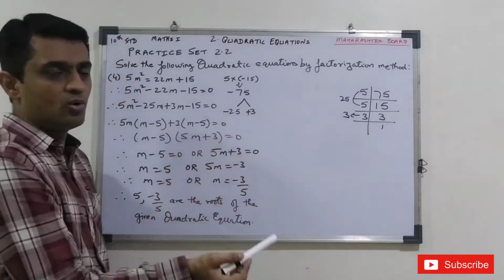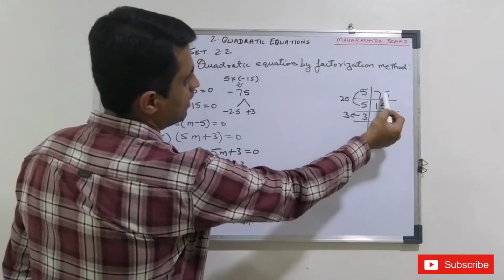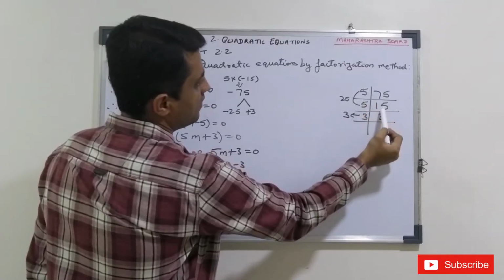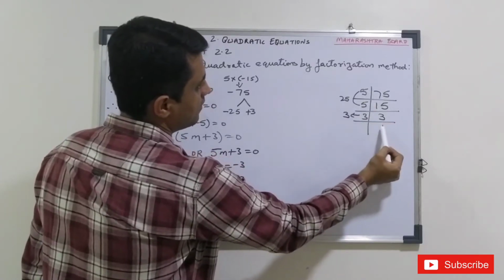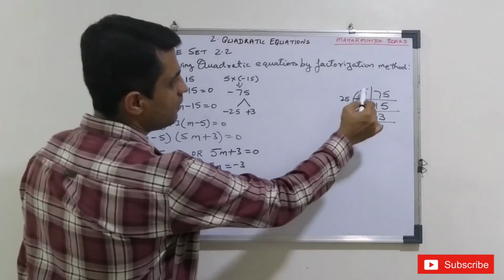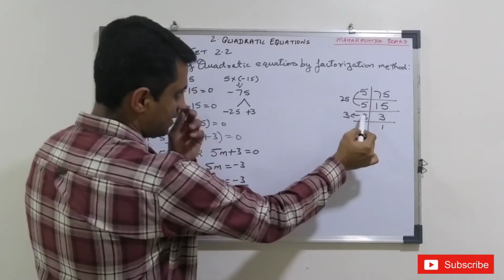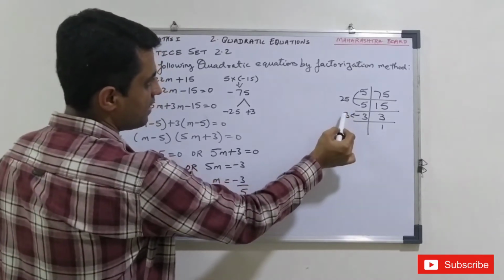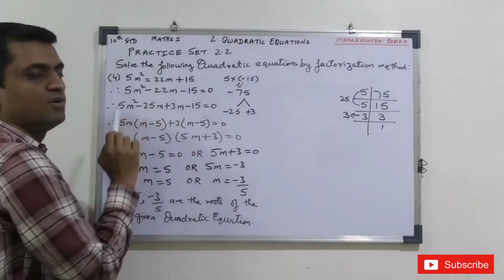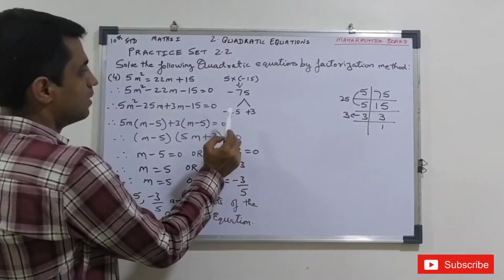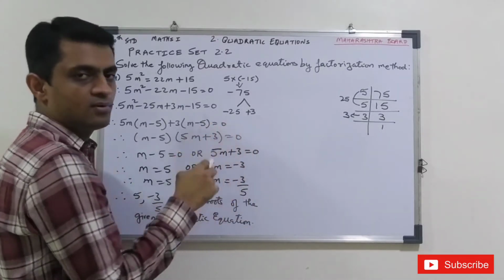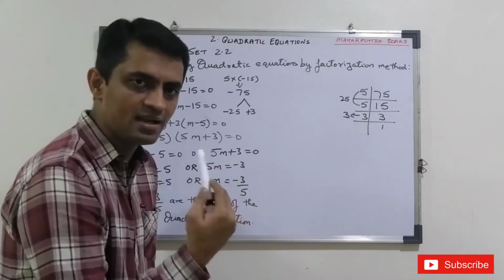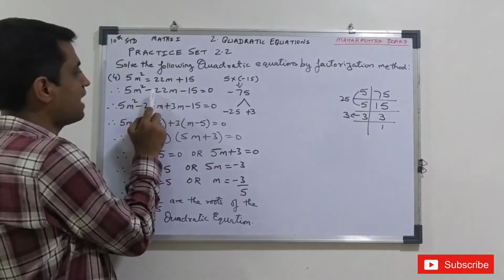If you don't know it orally, you can try this way that I have done here. 75 prime factors: 5 15s are, 5 3s are, 3 1s are. Now we make the pairs: 5 5s are 25, and 3 alone. So here you can see 25 and 3. 25 minus 3 is 22. But we want minus 22.